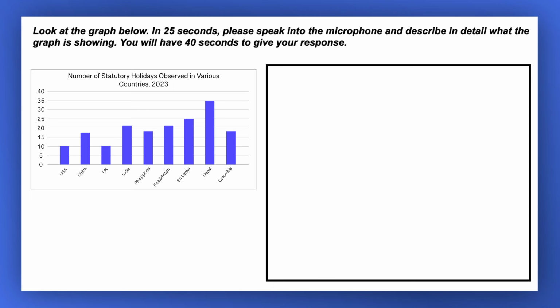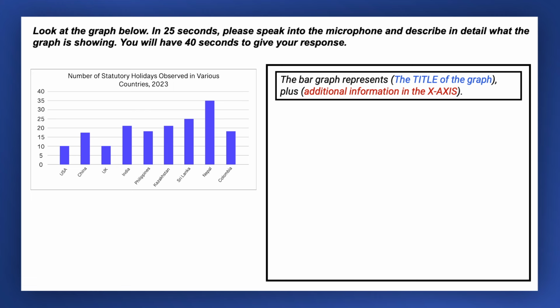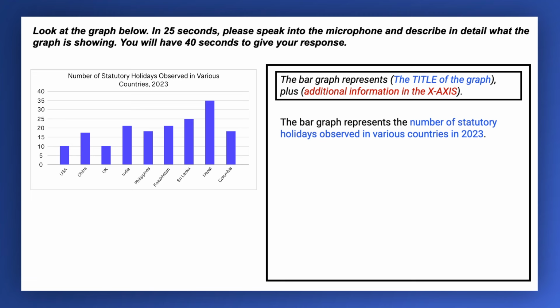Okay, so now that we know the method, let's apply it to this bar graph. Let's begin by introducing the graph. Remember, this was the first step to the 3-step structure. Here's how you can formulate the first sentence. The bar graph represents the title of the graph plus additional information in the x-axis. So for this graph, the introduction could be, the bar graph represents the number of statutory holidays observed in various countries in 2023. Note that we need to insert the functional grammar words, the article the, and the preposition in.